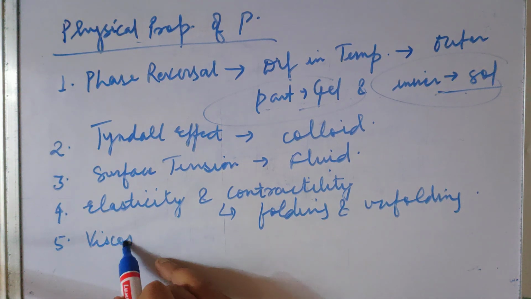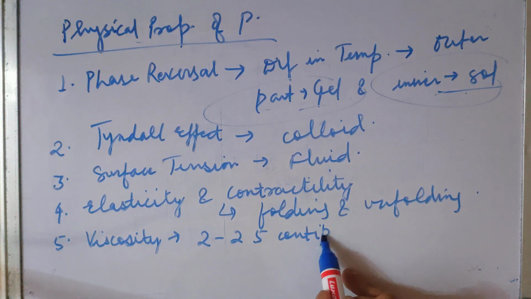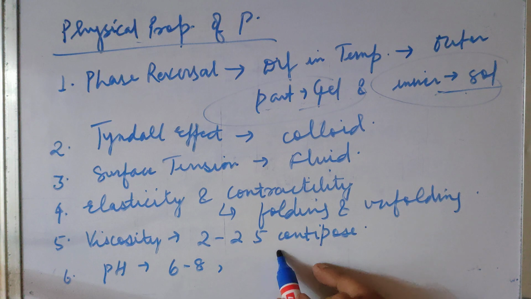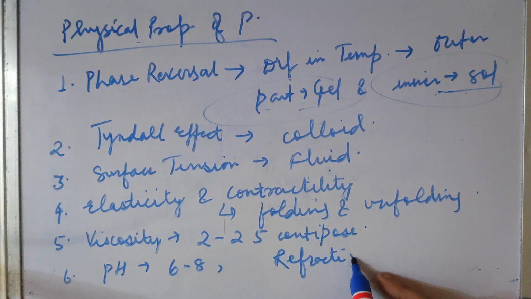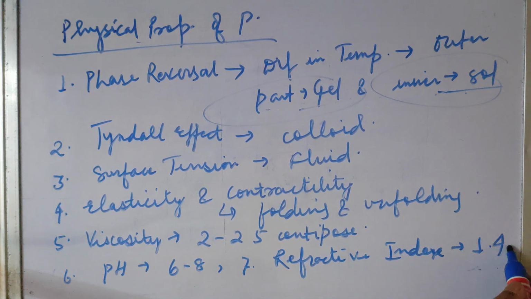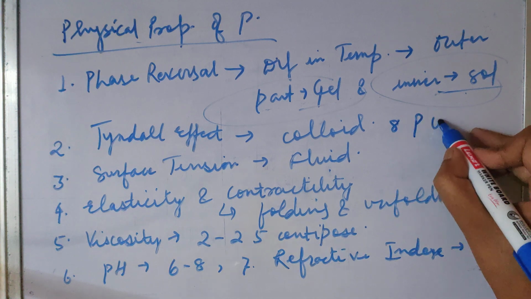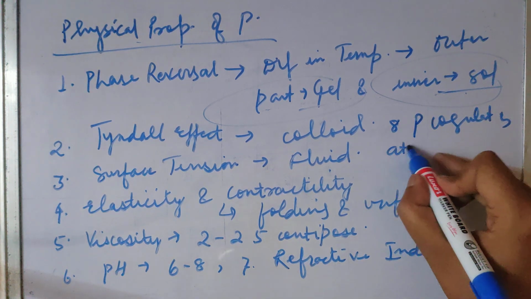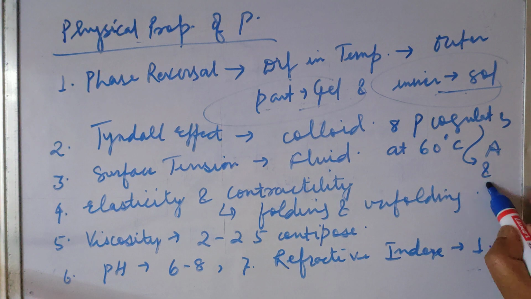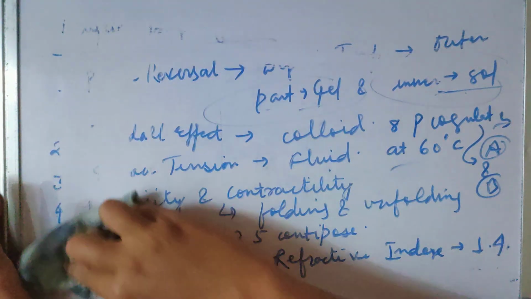Viscosity is around 2 to 25 centipoise. pH is around 6 to 8. We have a refractive index, which is 1.4, and we must know that protoplasm coagulates at 60 degrees Celsius, or when it reacts with acids and bases. So that is all for today's session.